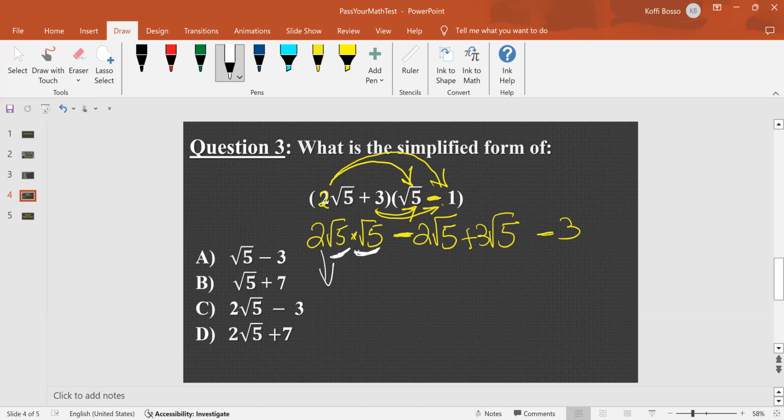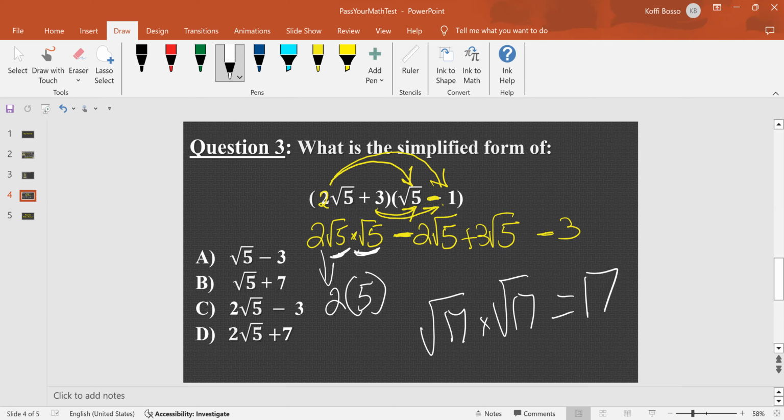So I will keep these two. Now I will multiply by regular 5. So that means what? Every time you see square root of a number multiplied by square root of the same number, that gives you that same number without a radical. For example, if I have square root of 17 multiplied by square root of 17, the answer will just be 17 without a square root. So let's remove this.